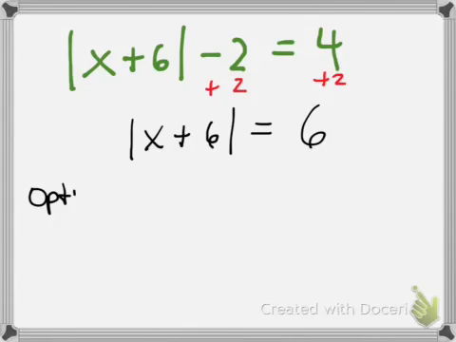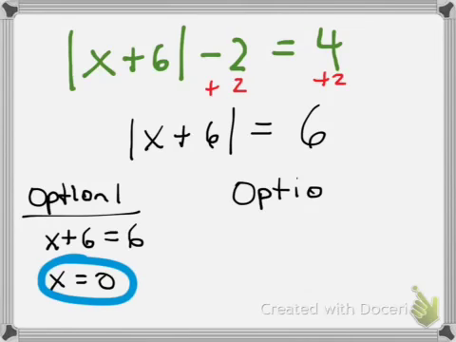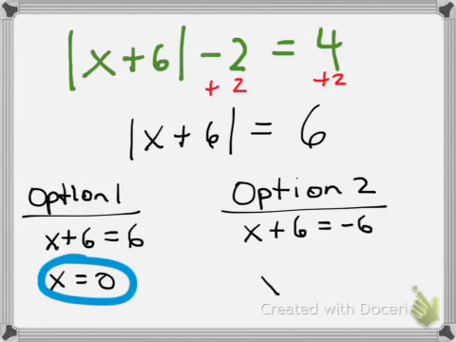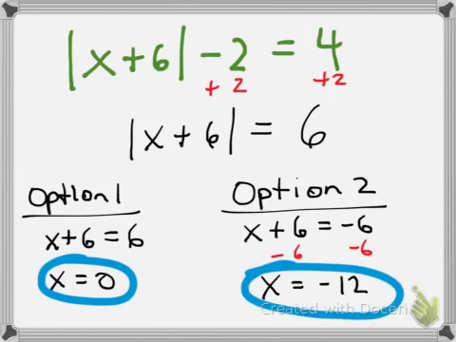And then of course we again have two options. X plus 6 could be equal to positive 6, in which case x is 0, or x plus 6 is equal to negative 6, in which case x is negative 12. So there's our two answers, 0 and negative 12. You could go ahead and plug them in to make sure they work.